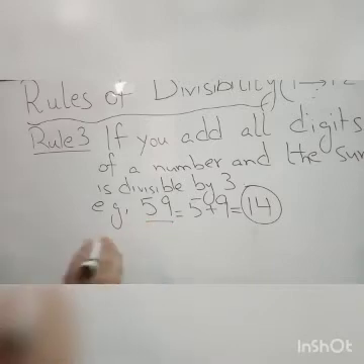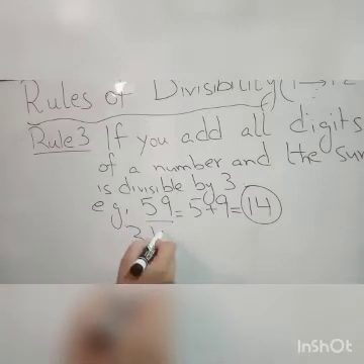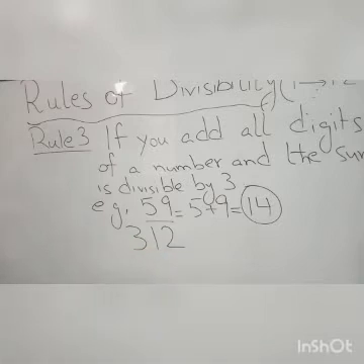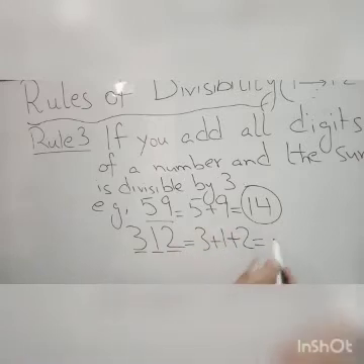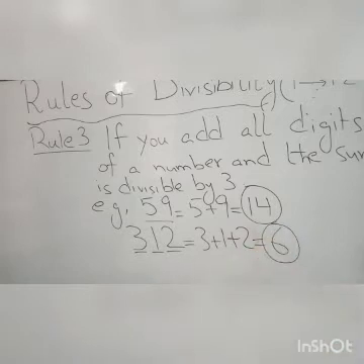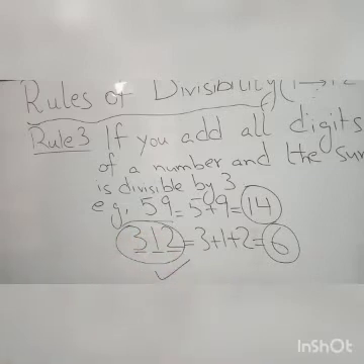Similarly, let's take another example of 3 digits, 312. Now we will add these 3 digits, 3 plus 1 plus 2. Let's quickly add them: 4, 5, 6. So 6 is the number. You know that 6 comes in the 3 times table, 3 2s are 6. So it means 312 is divisible by 3. So this is a very simple rule.